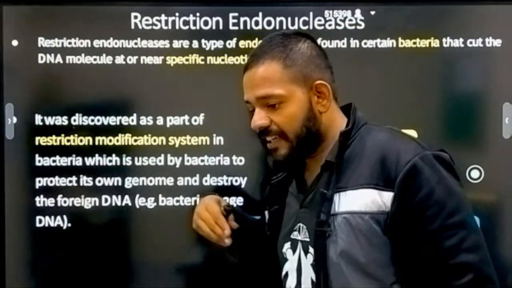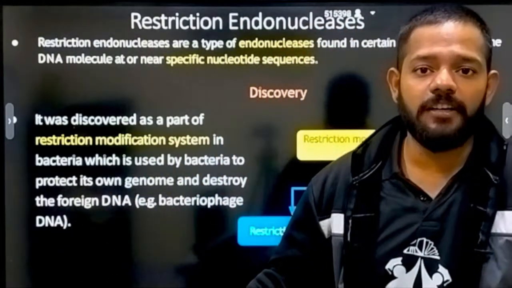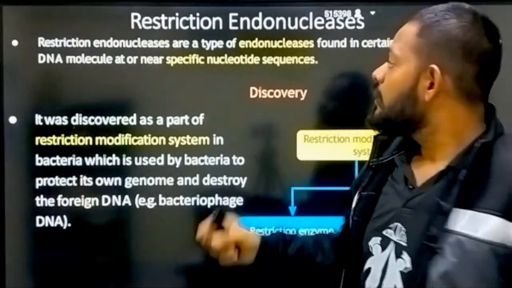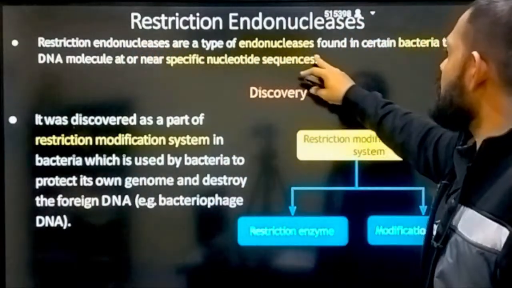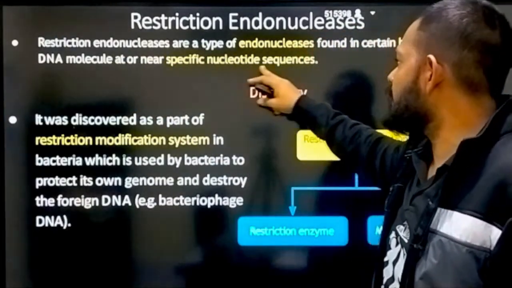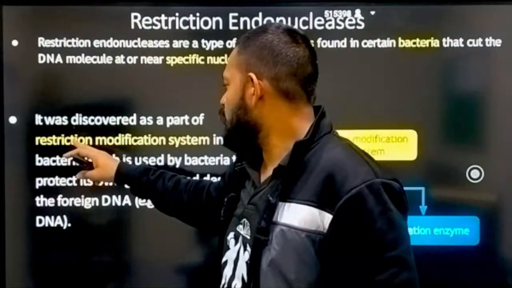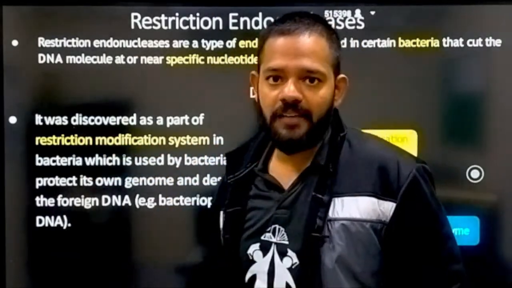Now, अब ये restriction enzyme की discovery कैसे हुई? How was restriction enzyme discovered? Okay. So restriction endonucleases are a type of endonuclease found in certain bacteria that cut the DNA molecule at near specific nucleotide sequences. Okay, it was discovered as a part of the restriction modification system in bacteria.